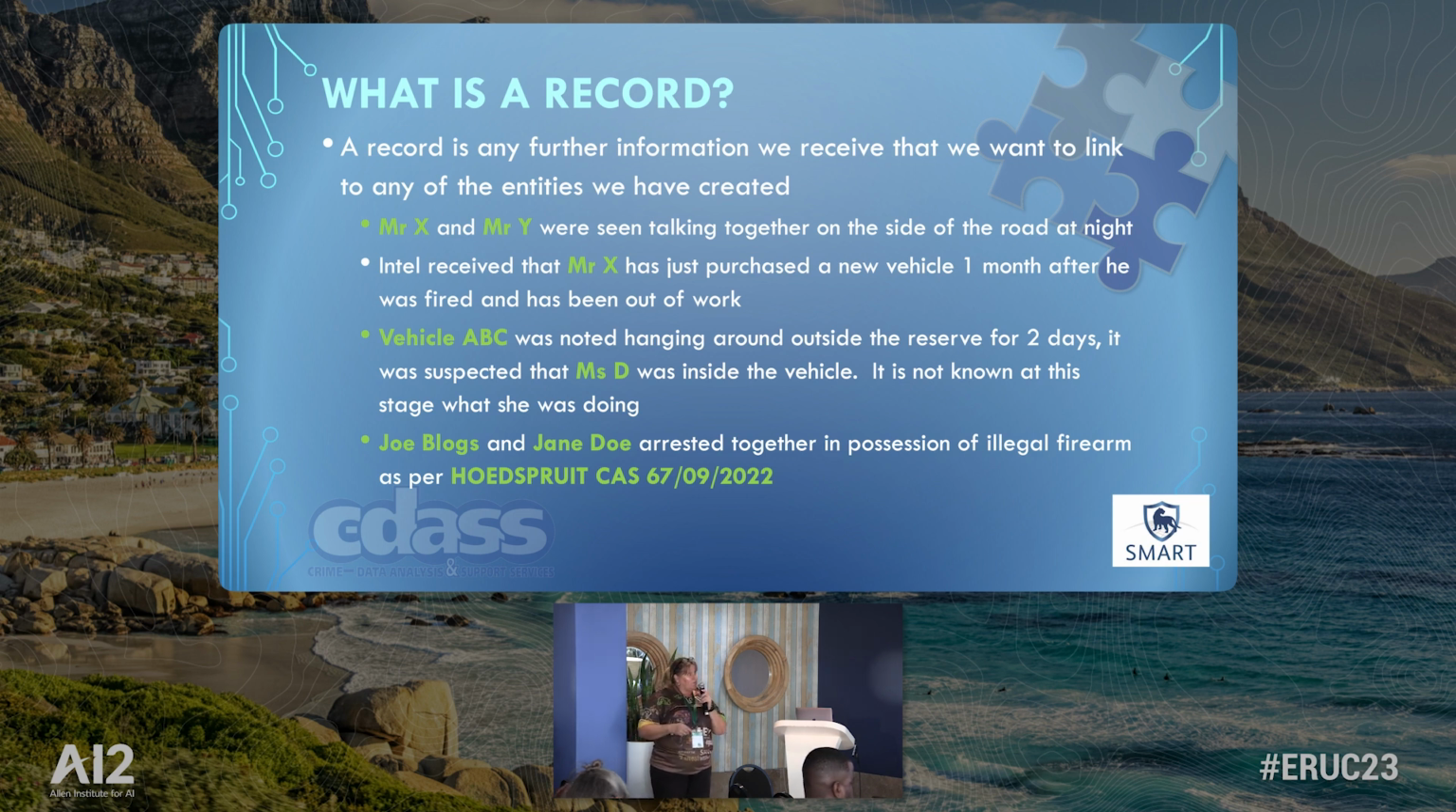So Mr. X and Mr. Y were seen talking together at the side of the road at night. Mr. X is your entity, Mr. Y is your entity, but that whole sentence is your record. Or, intel received that Mr. X has just purchased a new vehicle one month after he was fired and has been out of work. Mr. X again is your entity, and that whole sentence is your record. Okay, so I think we can see how entities and records work together.